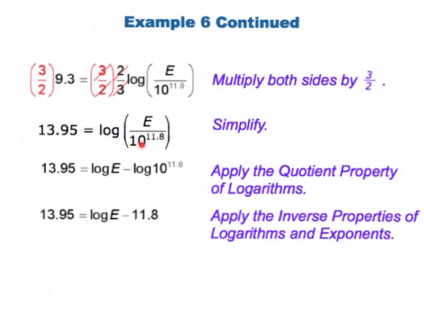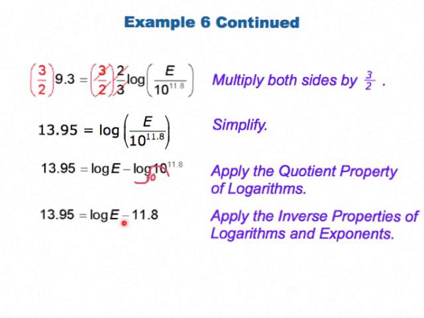Now, I'm going to use a common log. Why? Because what is that base right there? Yes, it's a 10. So what do I want the base of my log to be? You said it. I want it to be 10. Okay, that is important. Why? Because they log out, don't they? Leaving me with 11.8. So, here's the situation. I have 13.95 equals log of E minus 11.8.